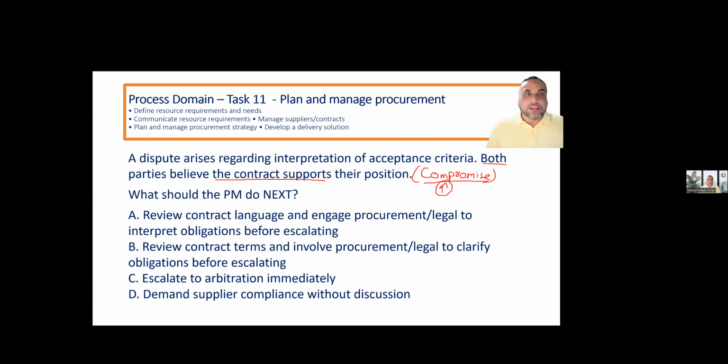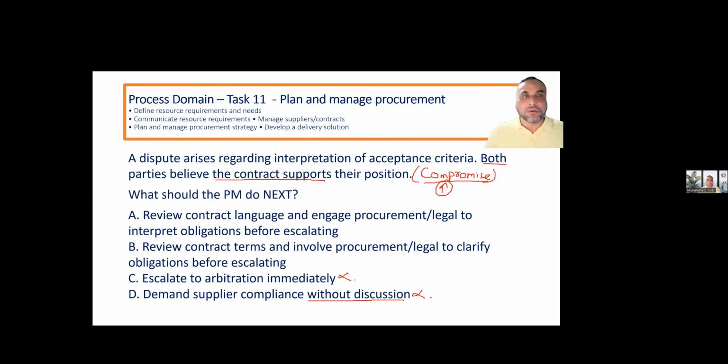A: Review the contract language and engage procurement legal to interpret obligations before escalating. B: Review contract terms and involve procurement legally to clarify obligations before escalating. C: Escalate to arbitration immediately. D: Demand supplier compliance without discussions. Discussion is the most important part of project management. Without discussion, we cannot do anything. So C and D are out of the league. A and B are the options available.